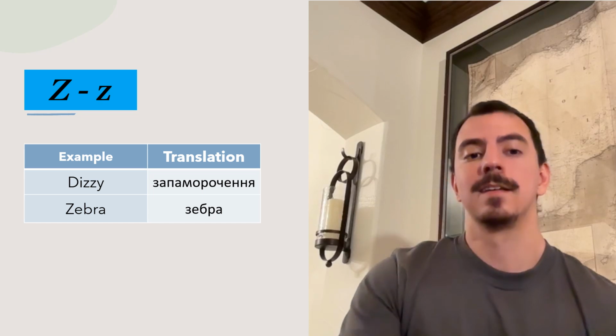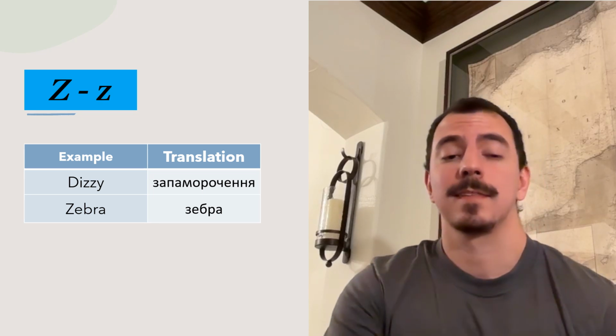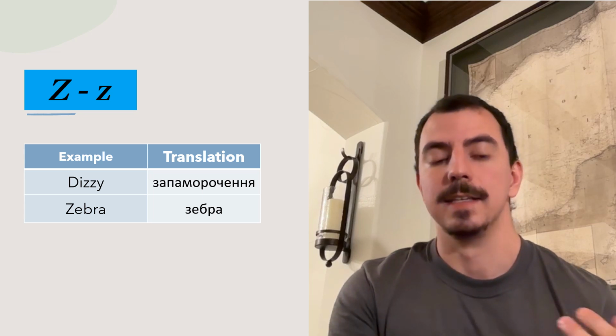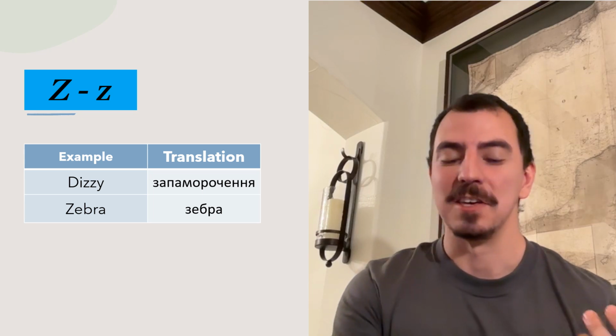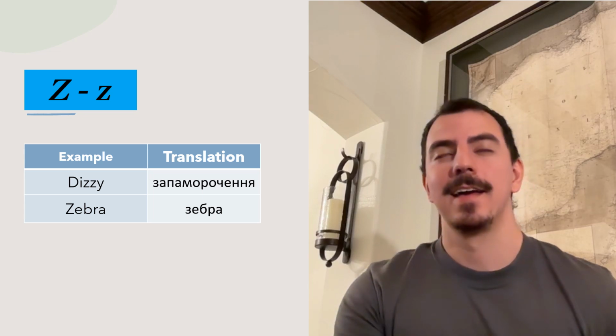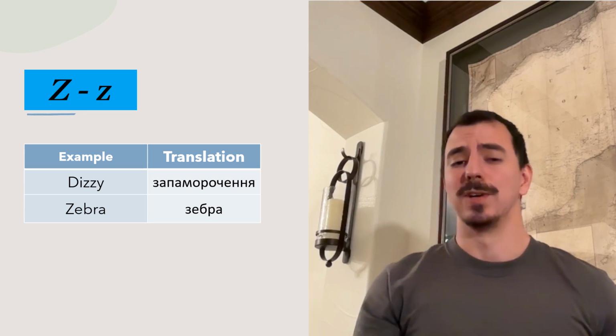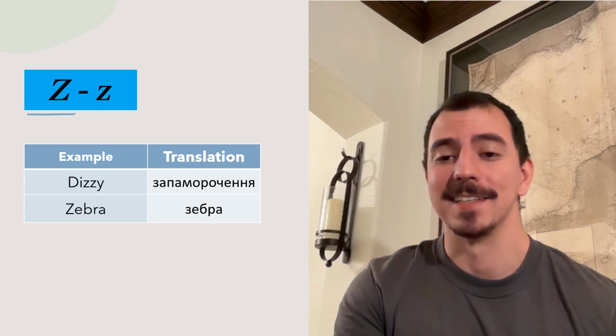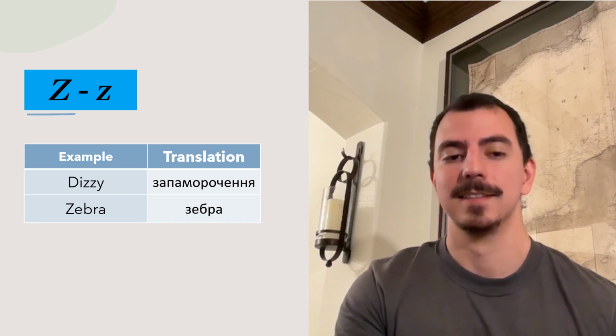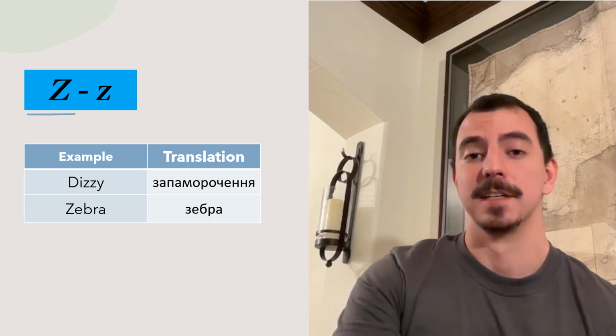And then last, we have Z. So Z, dizzy. And then in the US, we say zebra. If you ask a British person, they'll say zebra, or maybe an Australian, zebra. In the US, we say zebra, Z.